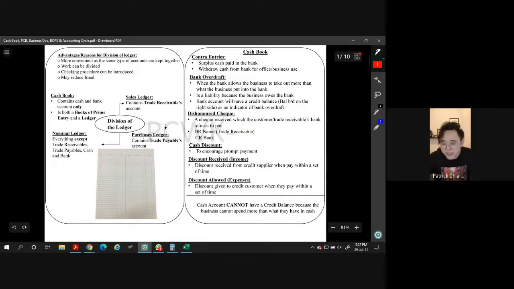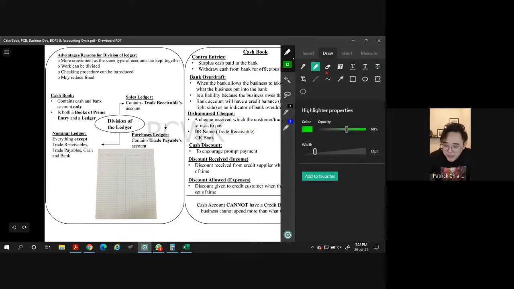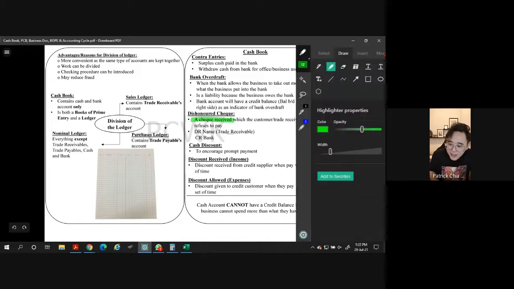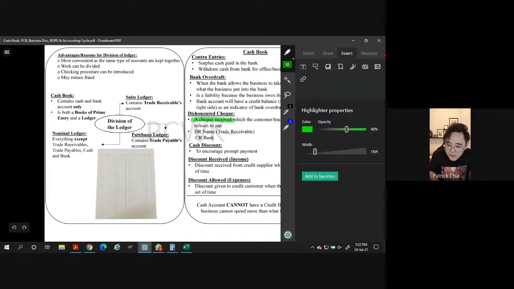Can you see the definition here? The definition here will be a check received. So it only applies to the one that we get. Okay, so when we get a check, what do we do? When you receive a check, obviously we have to record it. Correct? So what do we do? What's the double entry when you receive a check from the customer, from a TR? Can someone tell me what's the double entry here?